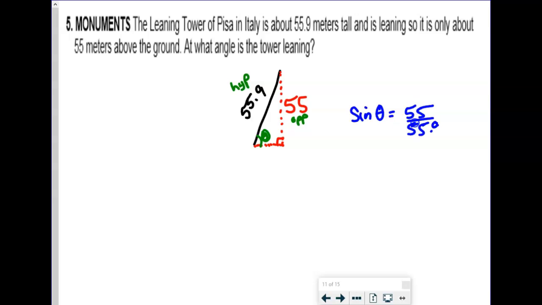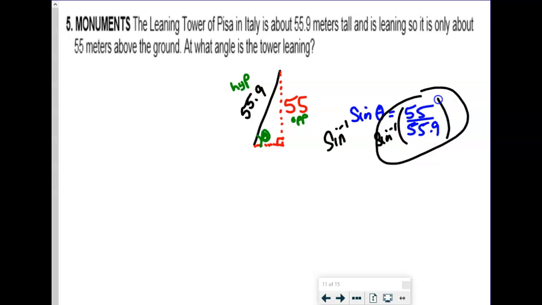And this kind of goes over what we just did in our notes. You solve for the angle by using the inverse function. So on your calculator, you're going to be doing the inverse sine. This is the side you actually type in, though. Make sure you have the 55 over 55.9 in the sine function as a fraction.